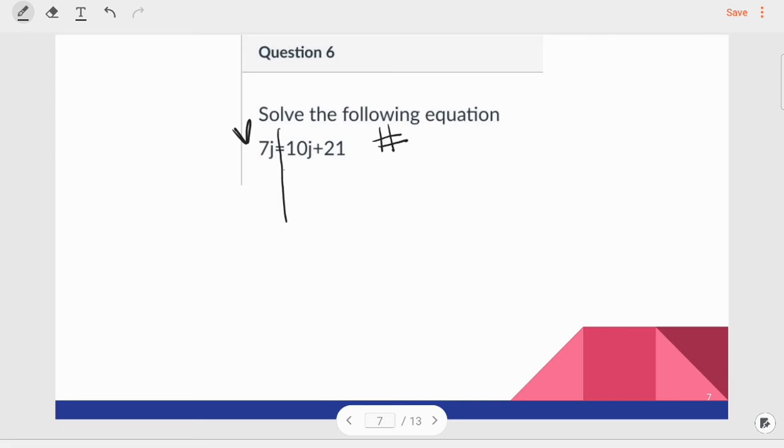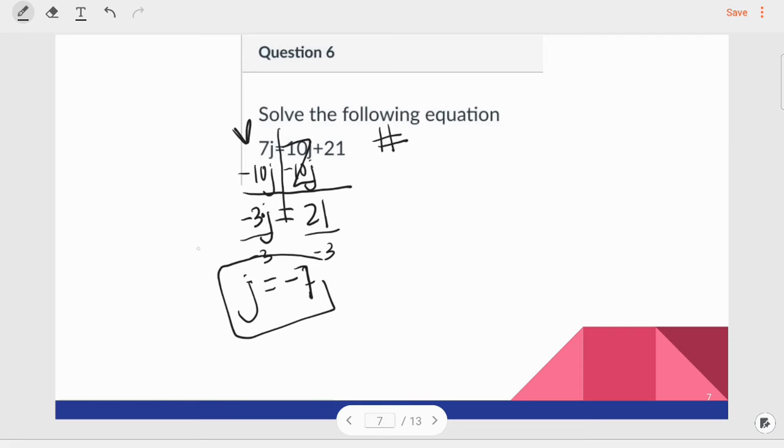So because this is my variable side, I'm going to leave it as is. That's the way I want it. And on my number side, I'm going to get rid of the 10j by subtracting 10j. So on both sides, I'm subtracting 10j. 7 minus 10 is -3. Bring down the j equals 21, because this is zeroed out. This is multiplication. So I'm going to divide, and I'm left with j is equal to -7.